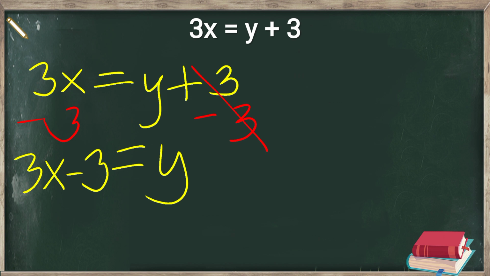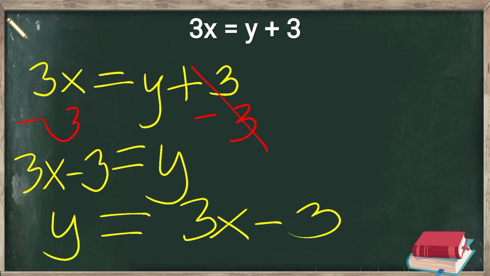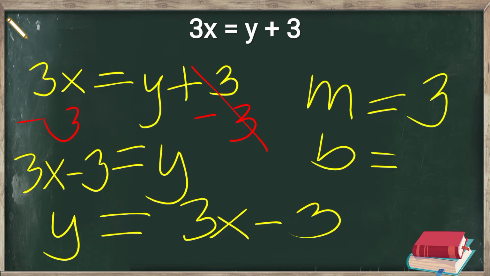Kasi 3x minus 3 is equal to y. Kung i-reverse lang natin, yung left magiging right, parehas lang din naman yan. Since 3x minus 3 is equal to y, we can write it as y equals 3x minus 3. Parehas lang yan. So, ang m natin dito is 3. At ang b natin is negative 3. So, ang slope natin ay positive. It means, kapag ginraph natin tong linear equation na to, ang kanyang line or graph of the line is increasing.